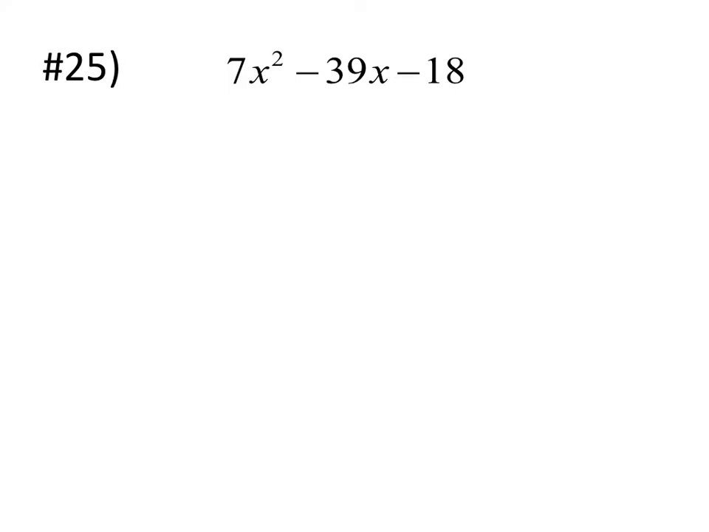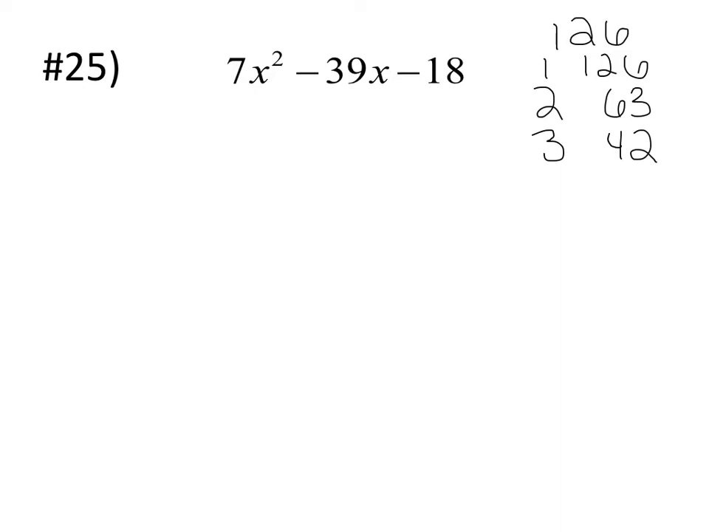Okay, 7, 39, and 18 don't have anything in common. So we're going to go ahead and multiply 7 times 18, which is 126. And we're going to list our factors of 126. So 1 and 126, 2 and 63. And we're looking for 39. 3 and 42. Well, 3 and 42 can give me 39.